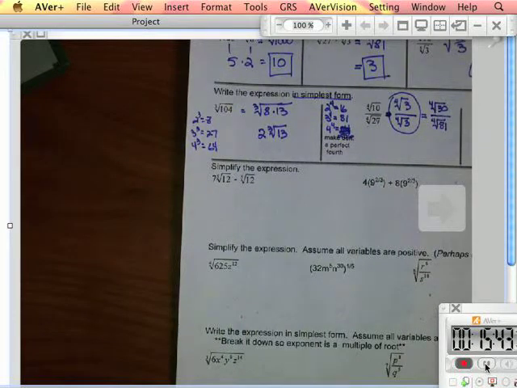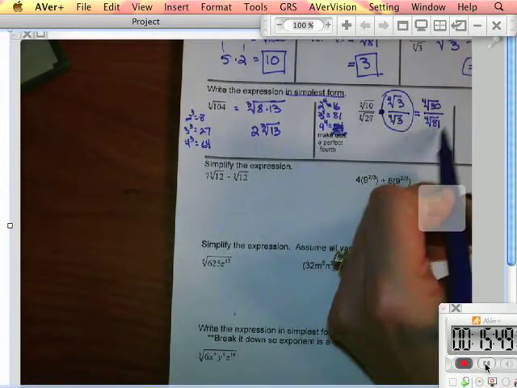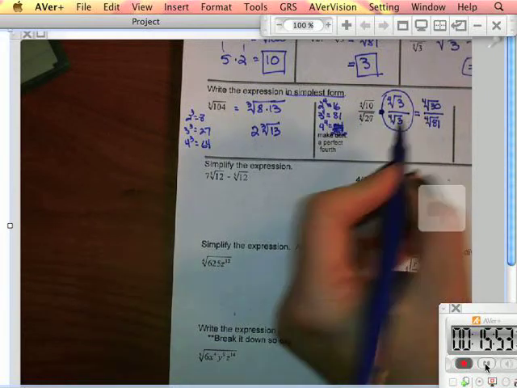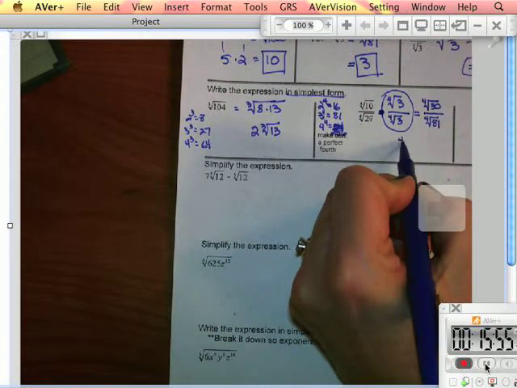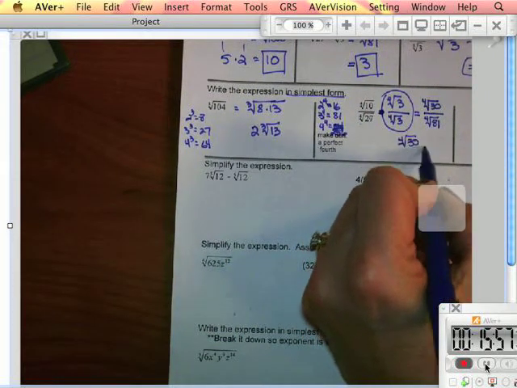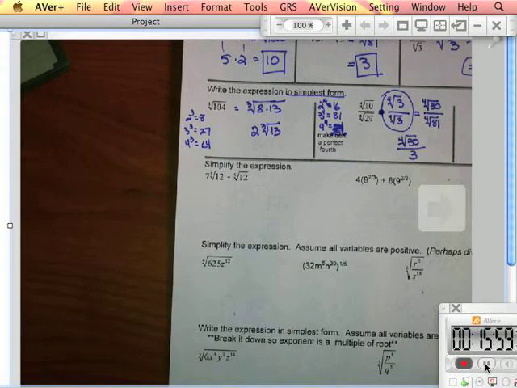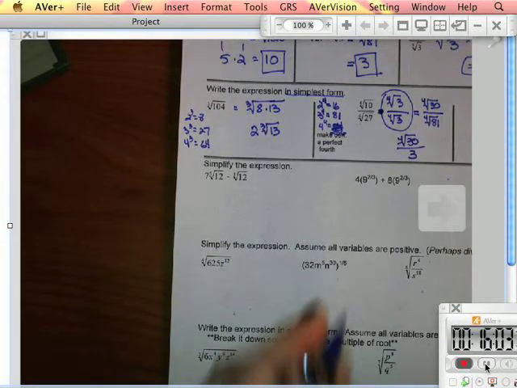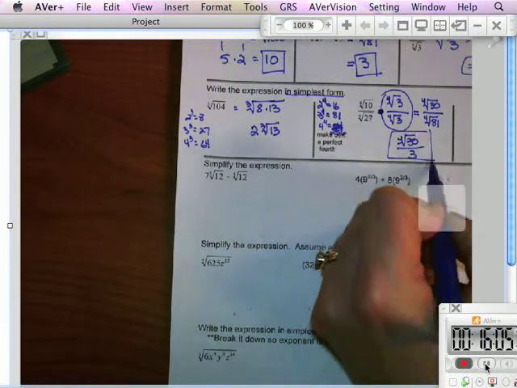Got it? Now we're not done. What's the fourth root of 81? 3. The fourth root of 81 is 3. I can't do anything with that numerator, but I have simplified it because I've gotten rid of the root in the denominator. So this is my final answer.